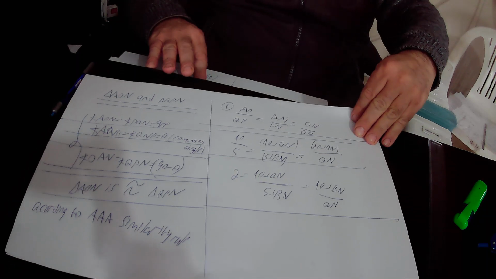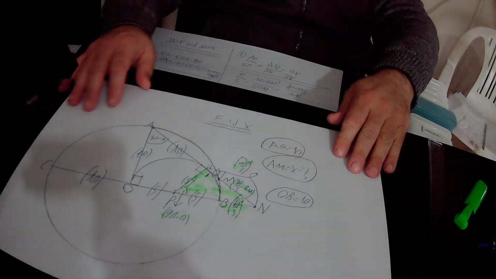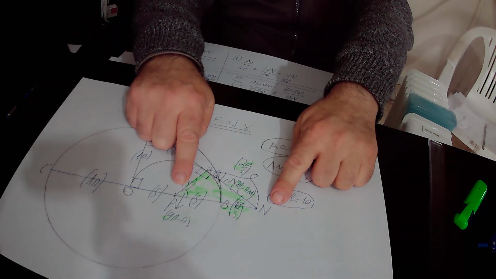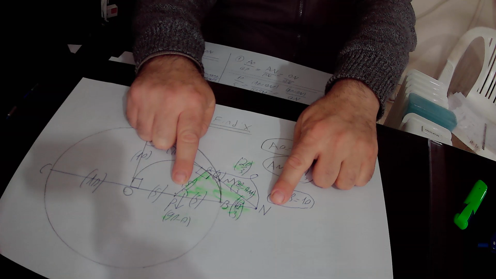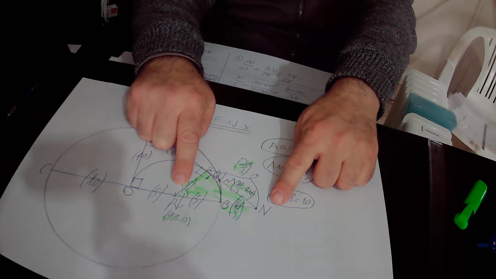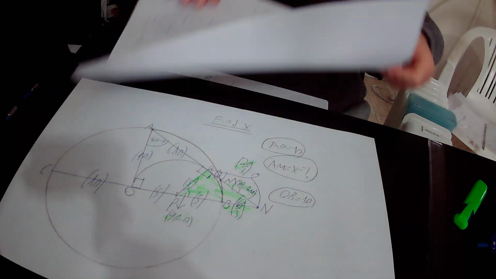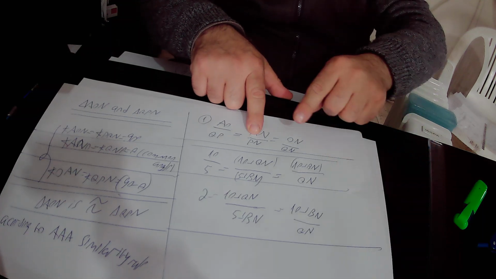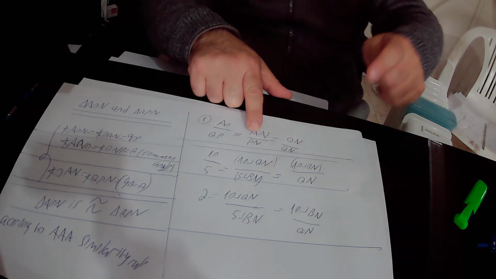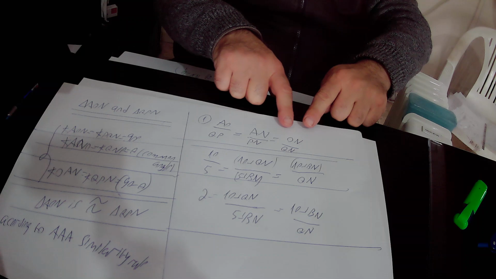What is the length of PN? From the drawing itself, it is very easy to see that PN in total equals PB plus BN. That is to say, PN equals PB, that is 5, plus BN. So in total, PN equals 5 plus BN. And it is also equal to ON.